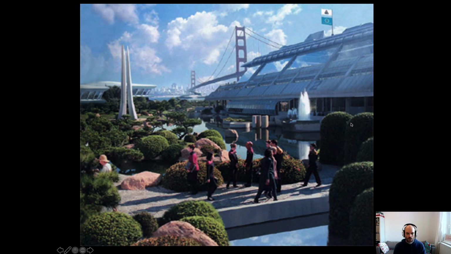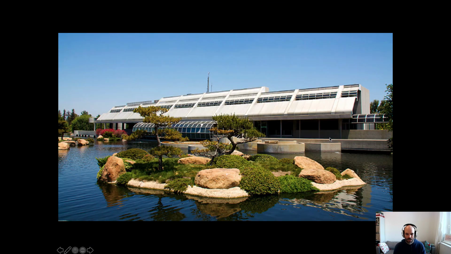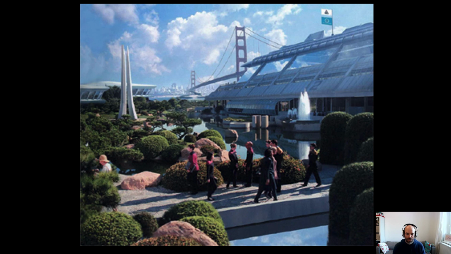So I want to tell you one more story about the nitrogen cycle before we move on to other topics, and it involves places like this, like Starfleet Academy. So actually, Starfleet Academy was inspired by or based on this actual building in California. You can see the similarities, which happens to be a wastewater treatment plant. So Starfleet Academy is a wastewater treatment plant.